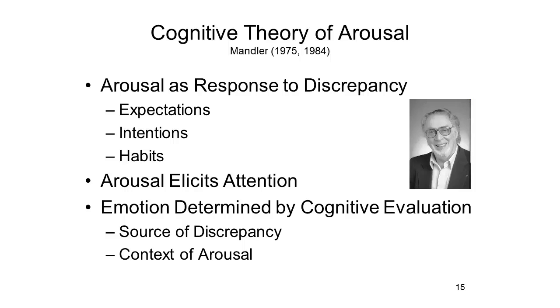Mandler's theory is especially interesting because it entails a new function for the autonomic nervous system. In the lectures on the biological bases of mind and behavior, I told you that the autonomic nervous system was involved in homeostatic regulation. But Mandler argued that the autonomic nervous system also alerts the organism and marks certain objects and events as important. The valence, the quality of emotional state, is then determined by cognitive evaluation, the person's perception of the source of the discrepancy.